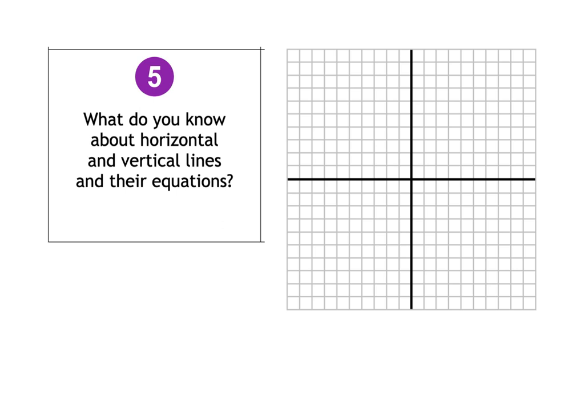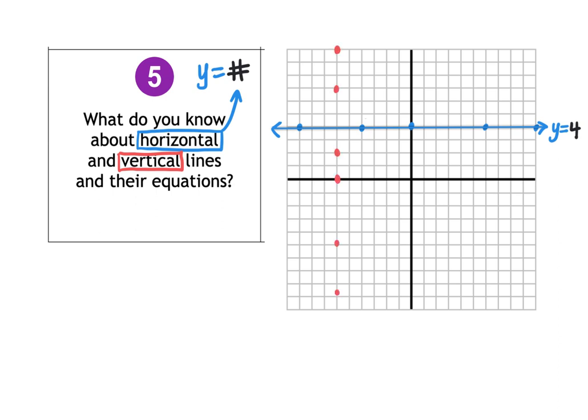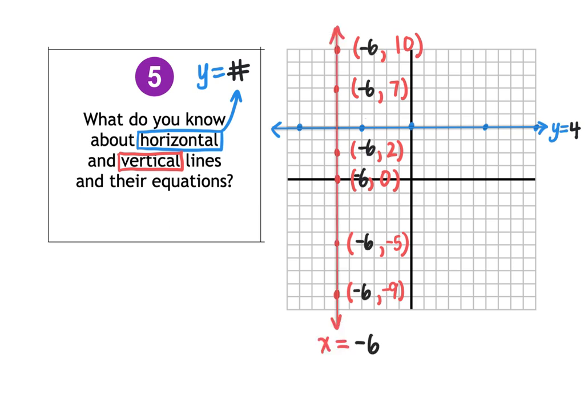Question number 5 asks us what we know about horizontal and vertical lines and their equations. We know that the points along horizontal lines are all going to have the same y values. So the equation of a horizontal line is going to be the value of those y values. So it will be y equals whatever that y value is, over and over again in all of the points. Y is always going to be equal to that number. Similarly, in a vertical line, we know that the x values are all going to be the same. That means the equation is going to be in the form x equals whatever those values are.